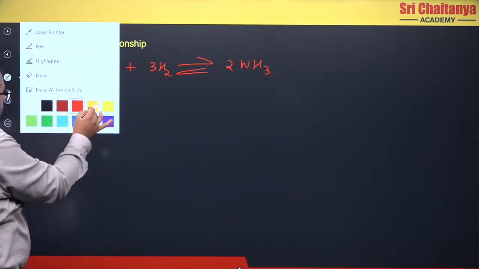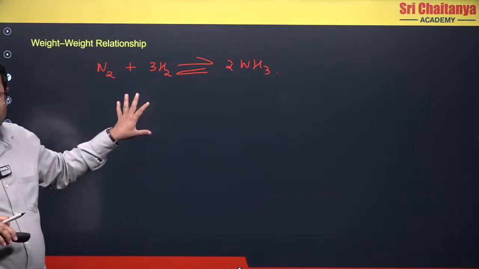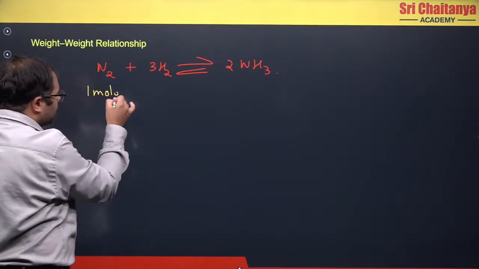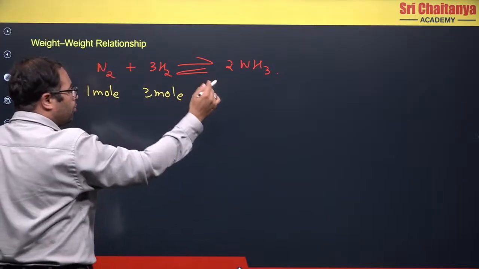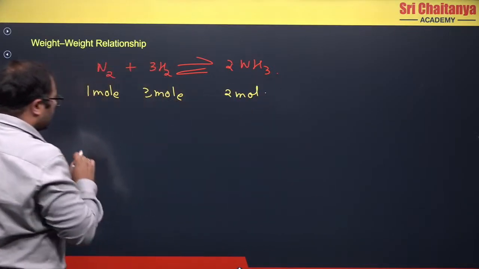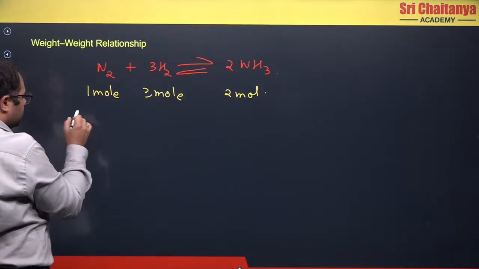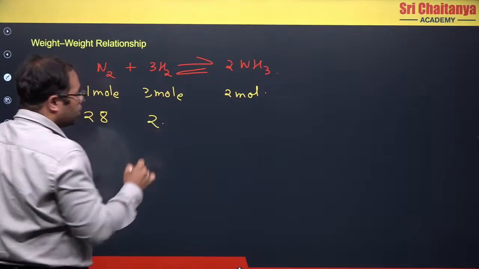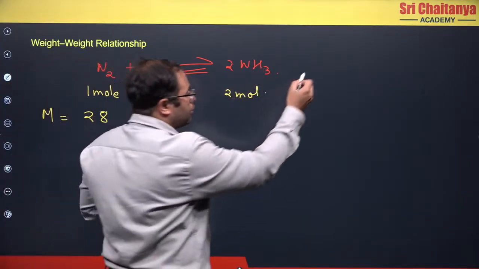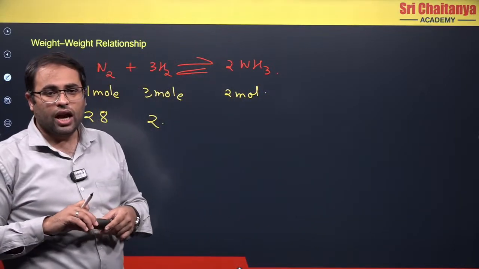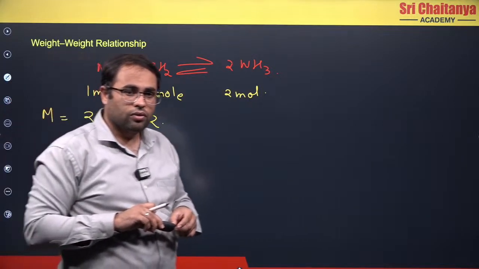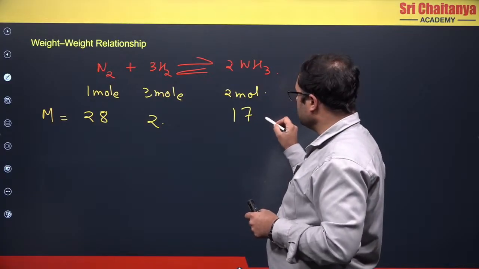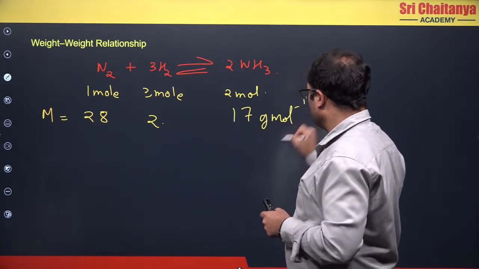In this equation, nitrogen's molar mass is 14. So if I say 1 mole of this reacts with 3 moles of this to form 2 moles of this, right? The molar masses, if I talk about the molar mass, this is 28, this is 2, and nitrogen is 14, with 3 hydrogen, 14, 15, 16, 17. So you have 17. This is in grams per mole, right?